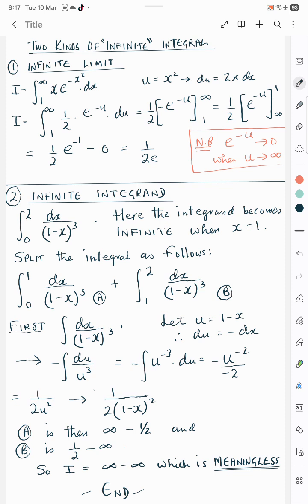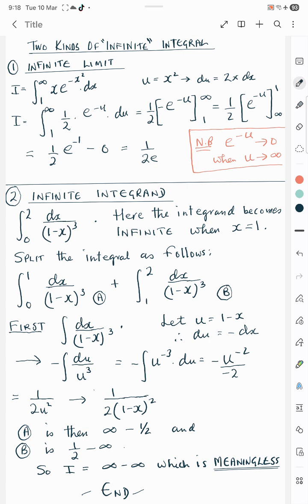And then in the next step, all I've done is switch the limits to get rid of the negative sign. So that's 1/2 e to the minus u, 1 upper limit, infinity, bottom limit. And that will equal 1/2 e to the minus 1 minus 0, which is 1/2e. And I put a little note there that e to the minus u will tend to 0 when u tends to infinity. But that, I hope, deals satisfactorily with the first one.